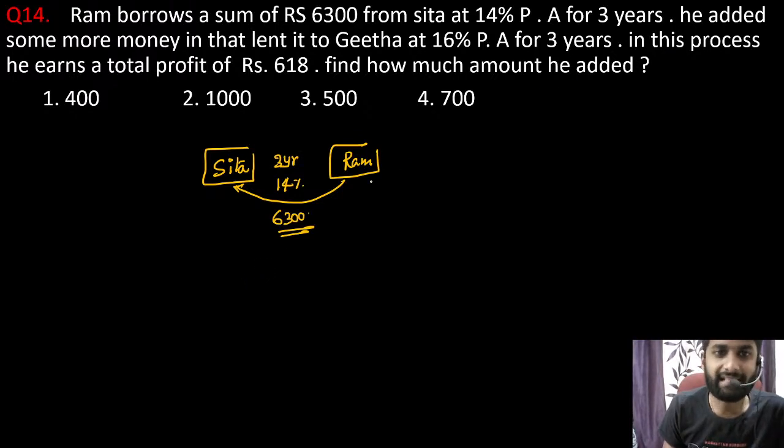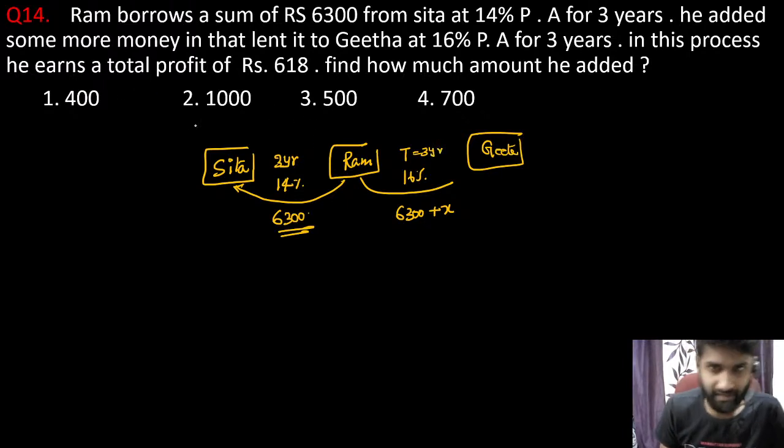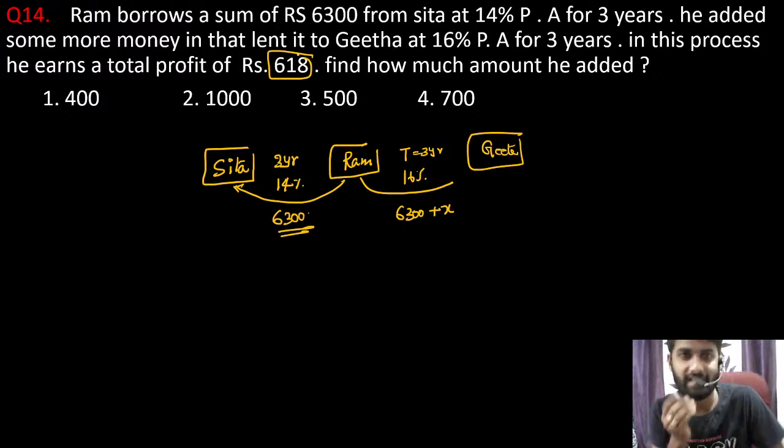Now, he added some amount, which means 6,300 plus some amount X. He lent this sum of money to Geeta. There is another person, Geeta. He lent it to Geeta at a rate of interest equal to 16%, for a time period of 3 years. Same duration. Now, in this process, he earns a total profit. See, he takes some interest from Geeta. He needs to pay Sita. For the entire transaction, he got an extra amount of 618 rupees. Then how much amount did he add?